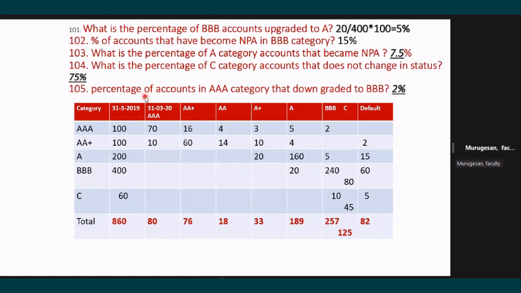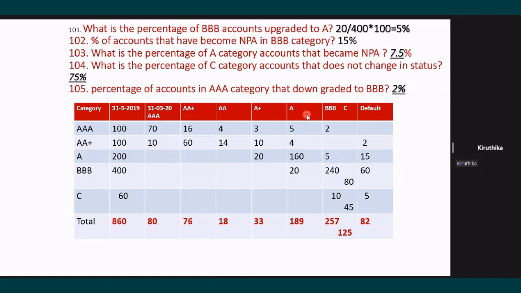Last question. What is the percentage of accounts in the AAA category that downgraded to BB? 2 accounts are downgraded to BB. So out of 100, 2 means 2%. How is it? Now tell me, easy or difficult? Easy, sir.